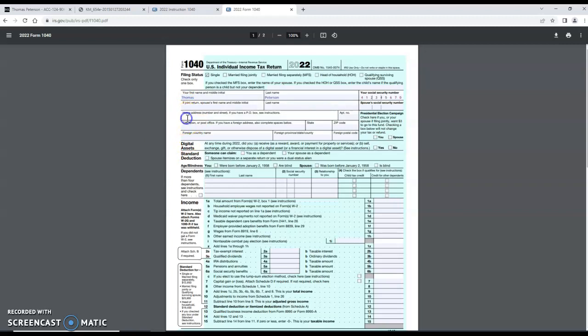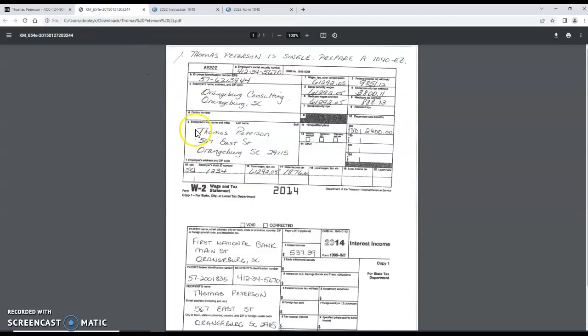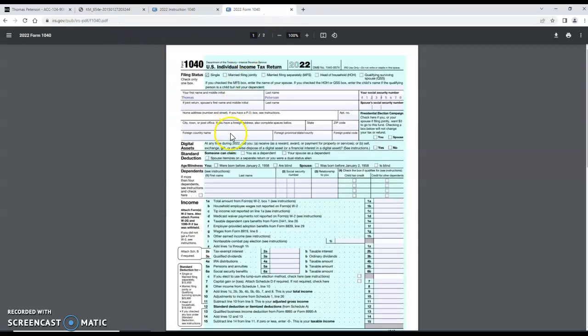Okay, we have the home address. That's on here, 567 East Street of Orangeburg.